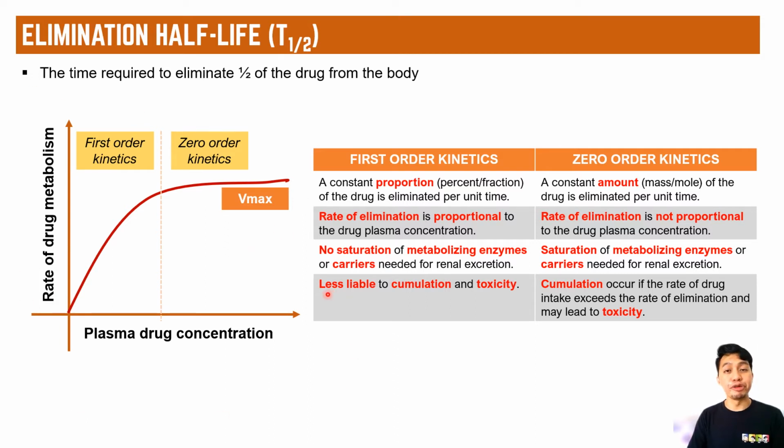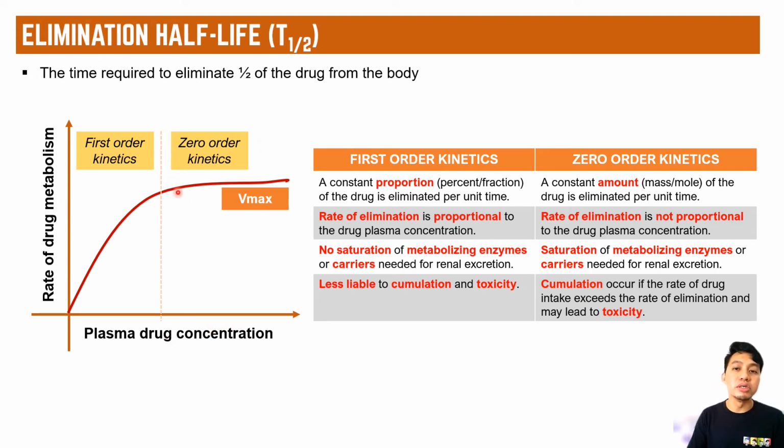Let me recap it quickly. As I move to the right, increasing the plasma drug concentration, we expect the rate of drug metabolism to go up as well. This is first order kinetics, which usually happens at lower plasma drug concentrations. What you need to remember is that as I increase the amount of drug getting into the liver, I'm recruiting more enzymes.